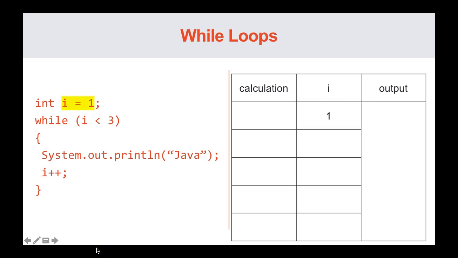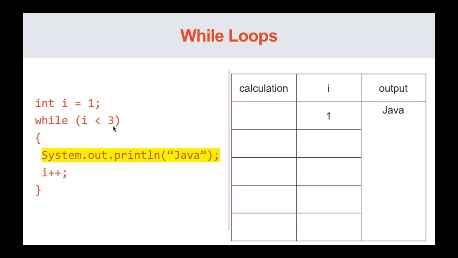All right, so first we have I is equal to 1. So you can see that we went over here and we set I equal to 1. We're going to drop down and we're going to need to do our check now. So is I, which is set as 1, less than 3? And yes, 1 is definitely less than 3.